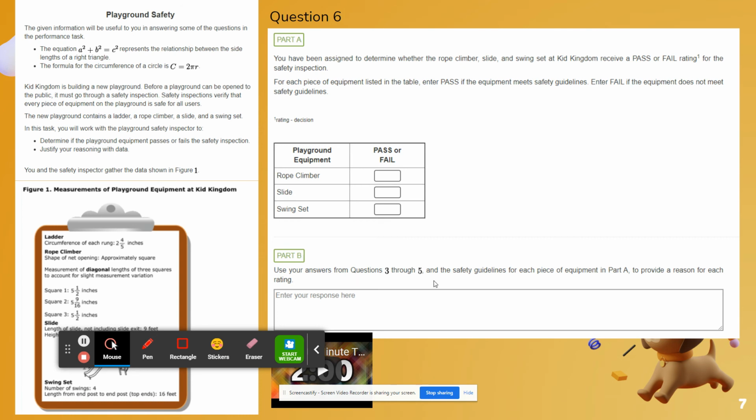Use your answers from question 3 and 5 and safety guidelines for each piece of equipment in part A to provide a reason for each rating. Listen, you go back and look at your notes and you put the rope climber passed.